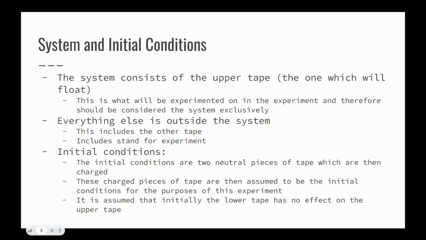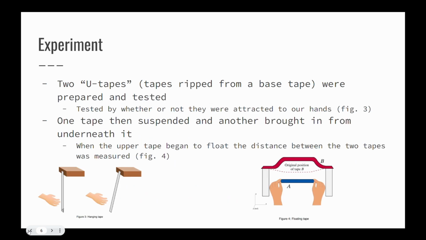Now the system is exclusively the upper tape, because it is what is being experimented on. Everything else in the universe is the surroundings. That includes the other tape and the stand. Initial conditions include that each tape was initially neutral and then charged, and that each tape did not have an effect on the other before they were brought together.